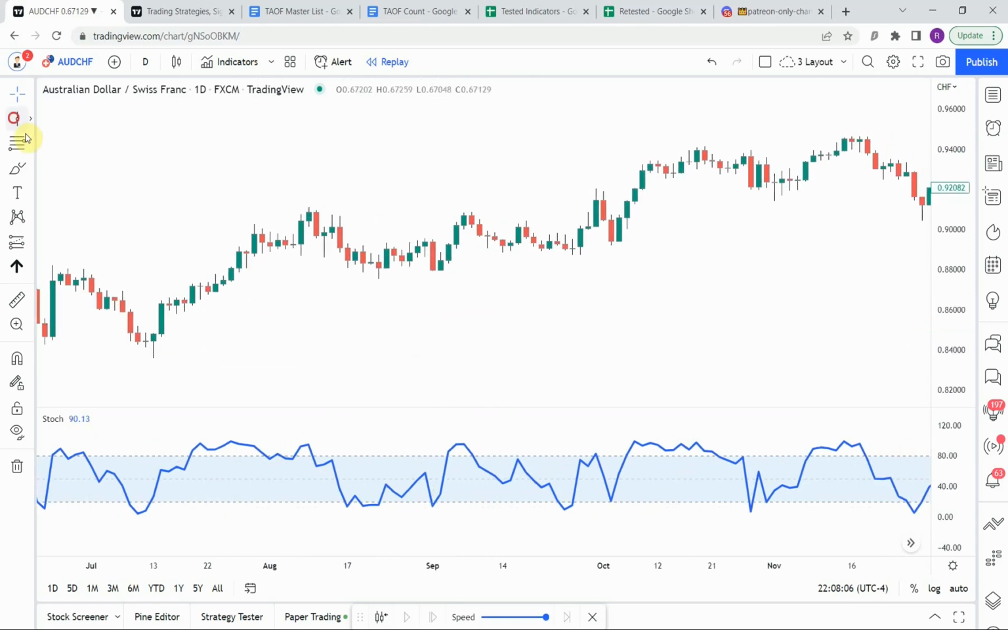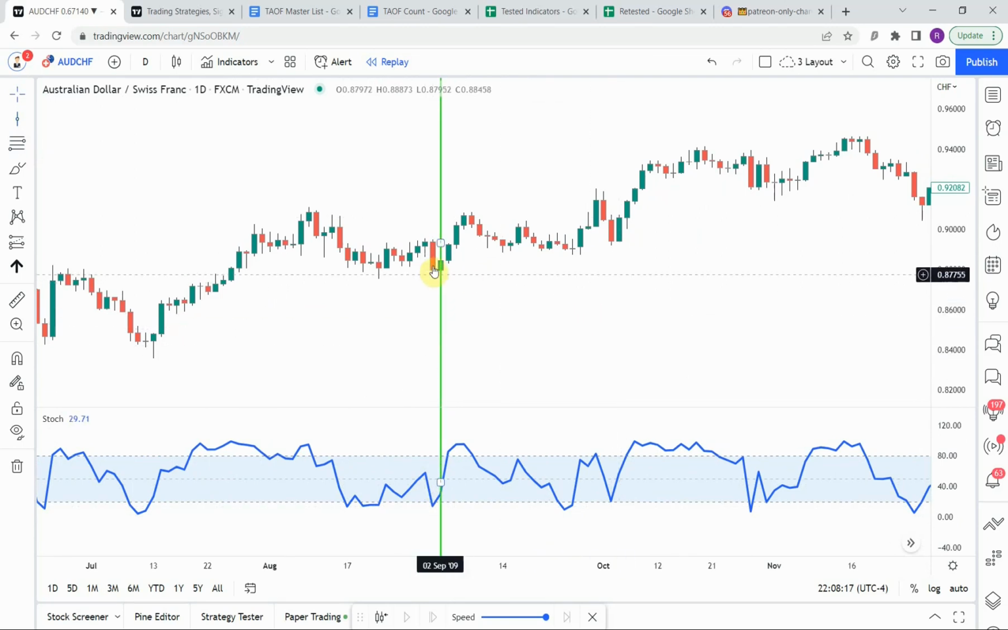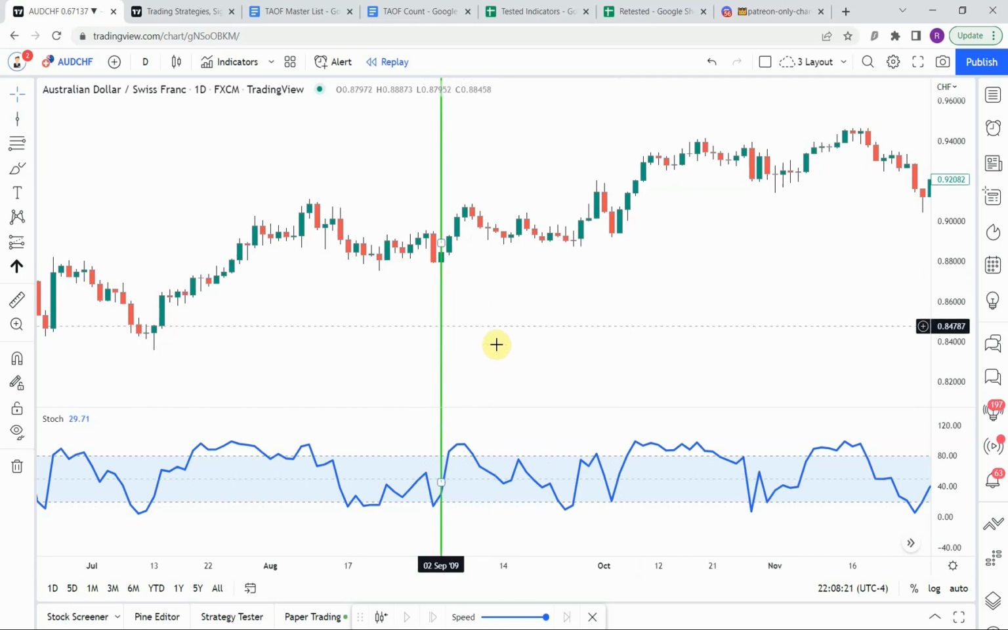And so for example, right here, we get the break of the bottom line there, the 20 marker, and then it crosses back up above right about there, and we get a really nice push to the upside there.